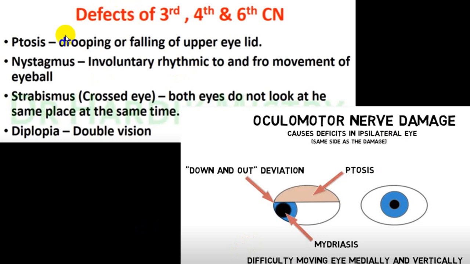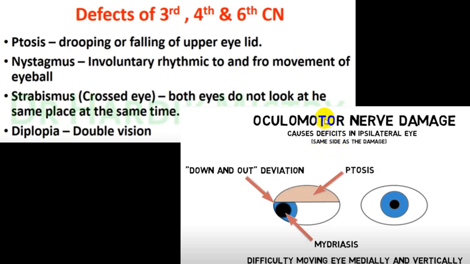So in the third cranial nerve, ptosis, nystagmus, strabismus, diplopia. This will be the common finding in third cranial nerve. While in case of fourth and sixth cranial nerve, you will have a strabismus, you will have a diplopia and absence of eye movement. So that will be very peculiar.